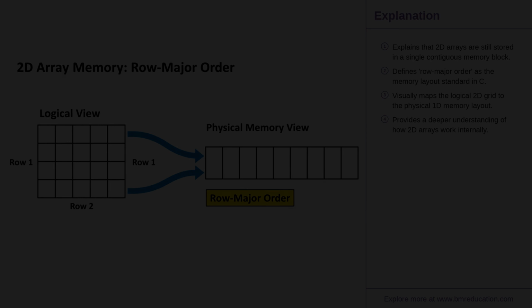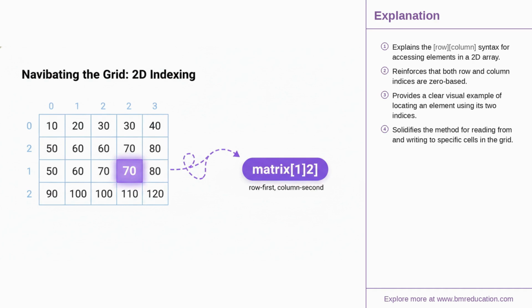To access an element in a 2D array, you must provide two indices: the first for the row and the second for the column, both zero-based. So in our matrix[3][4], matrix[0][0] is the top left element, and matrix[1][2] would access the element in the second row, third column. This two-index system lets you pinpoint any cell in the grid.